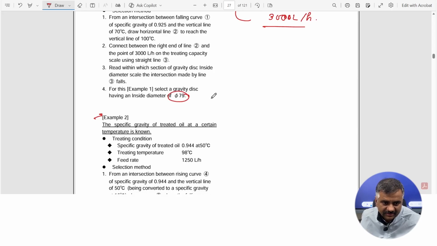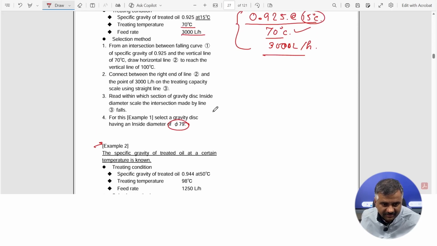So this is the 79 diameter gravity disk that we will be using for this curve. The only point here is that we have taken the falling curve. There are rising curves also. Okay, we have taken the falling curve.